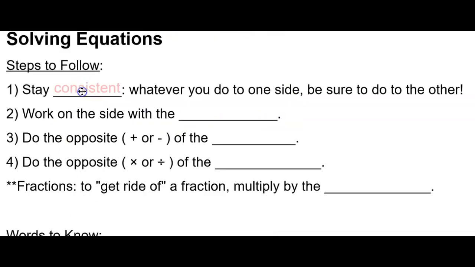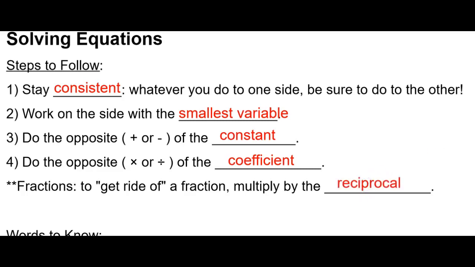So the first step in solving equations is to stay consistent. Whatever you do to one side, you need to make sure that you do to the other. I prefer to start working on the side that has the smallest variable. Sometimes there's only one variable in problems, and you would just start on the side with the variable. But if there's 2 variables on different sides, that's when you would start with the smallest variable. You're going to do the opposite, adding and subtracting of the constant, and you're going to do the opposite, either multiply or divide, of the coefficient, which is the number in front of the variable. And once again, for fractions, to get rid of a fraction, multiply by the reciprocal.